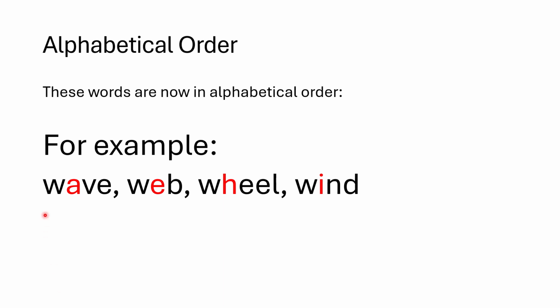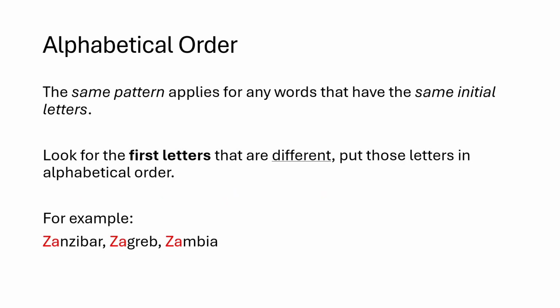Each of these words begins with W. By looking at the second letters, we can see that A comes first, followed by E, H, and I. Wave, web, wheel, wind. These words are now in alphabetical order. The same pattern applies for any words that have the same initial letters. Look for the first letters that are different. Put those letters in alphabetical order.